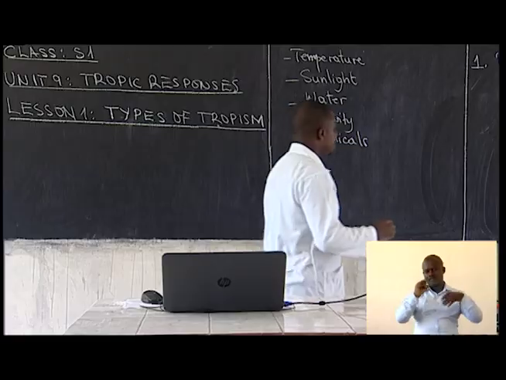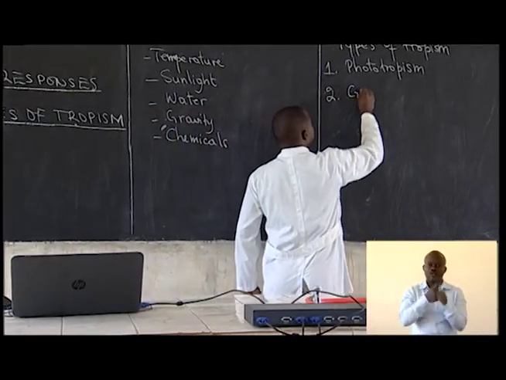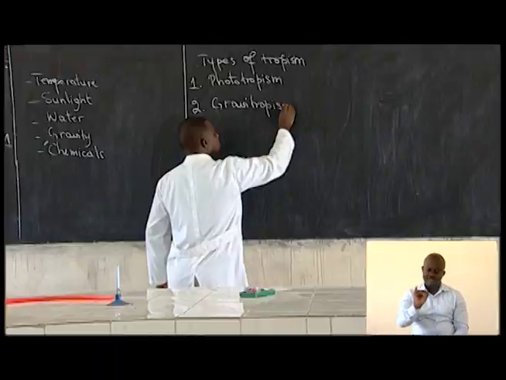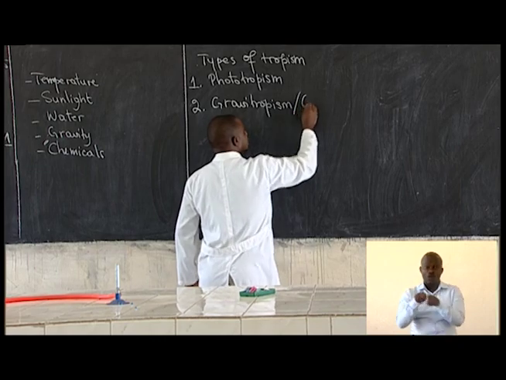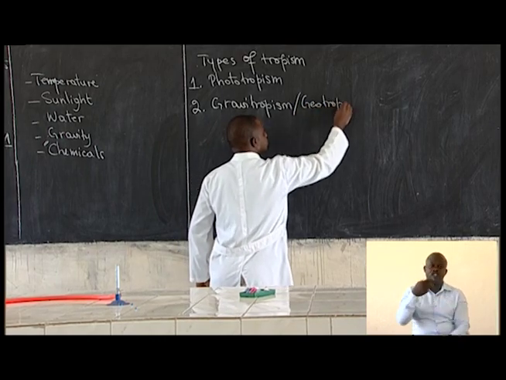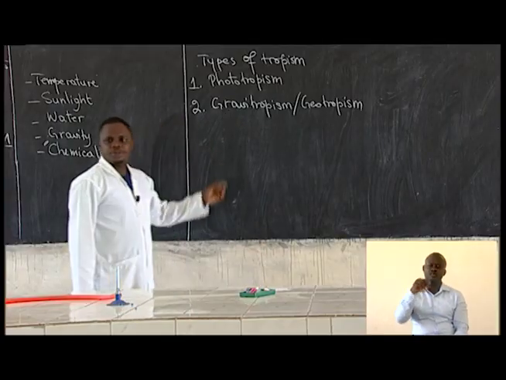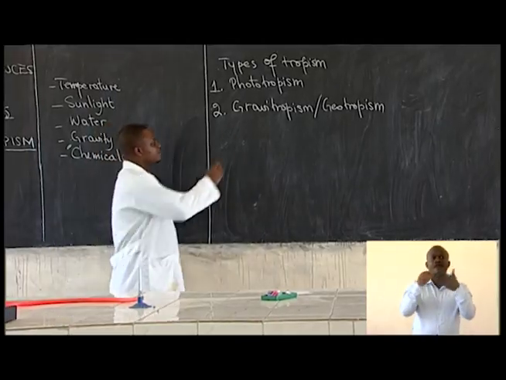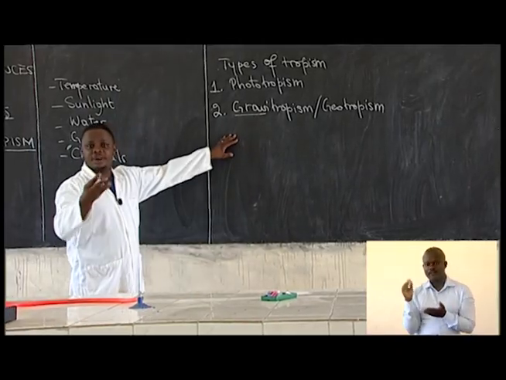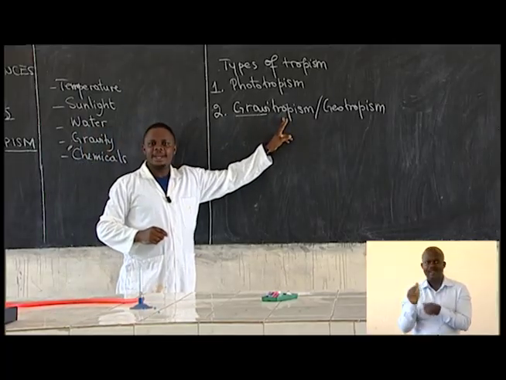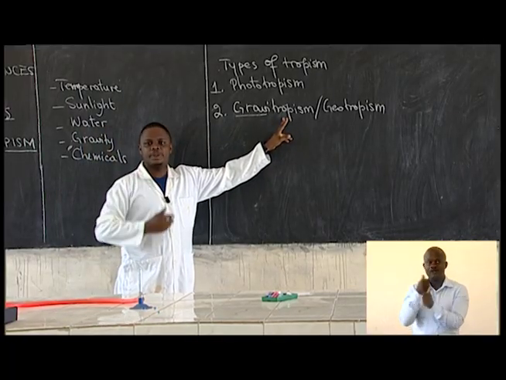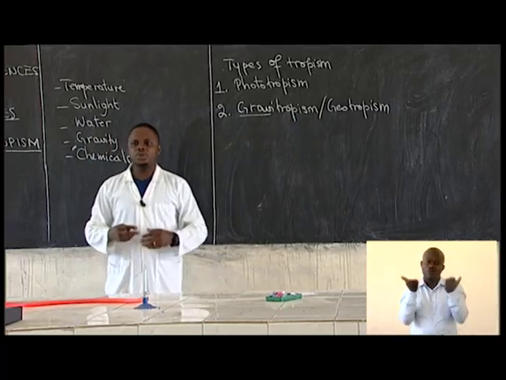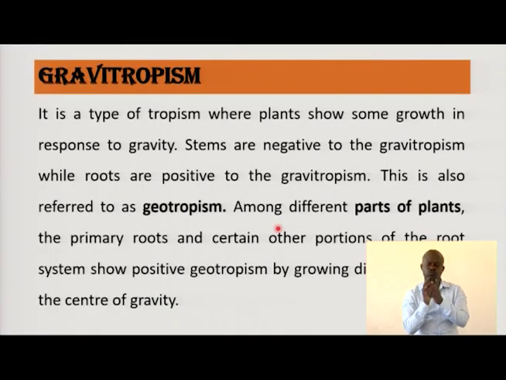We also have the second one, which is gravitropism. This one we can also call geotropism. And do you know what gravitropism means? What is it? Here we have gravi, which is about gravity, and then we have also the term we defined, which is tropism. So gravitropism is a type of tropism where plants show some growth in response to gravity.